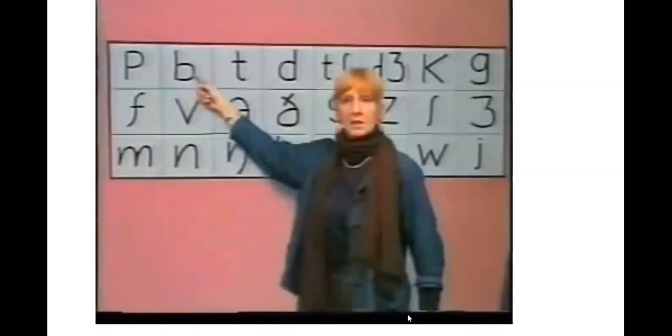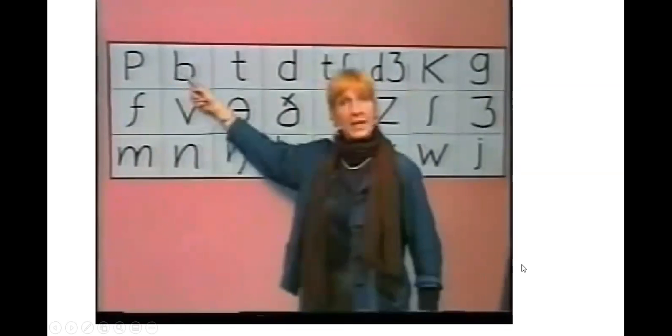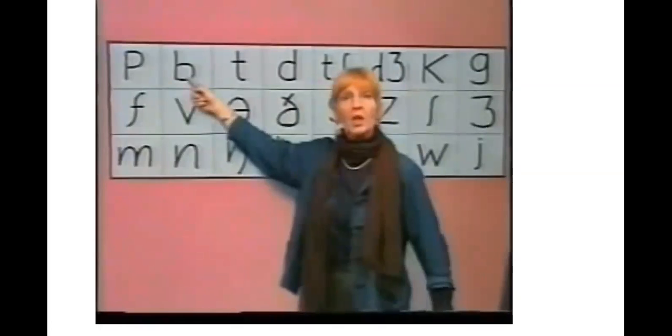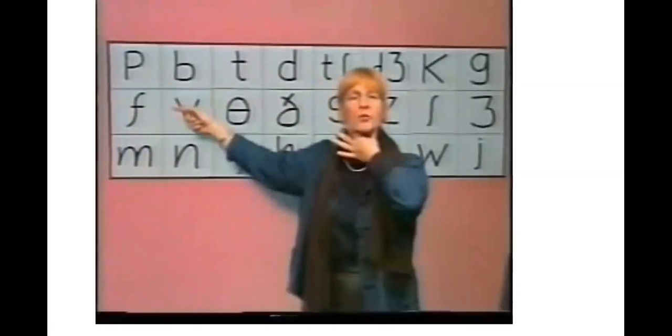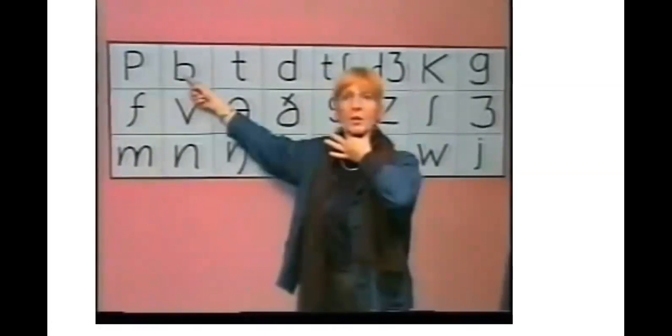This sound p is unvoiced, whereas this sound b is voiced. Put your hand at your throat and you'll feel the difference. In this one, p, there's no vibration. In this one, b, you feel a vibration in your hand.